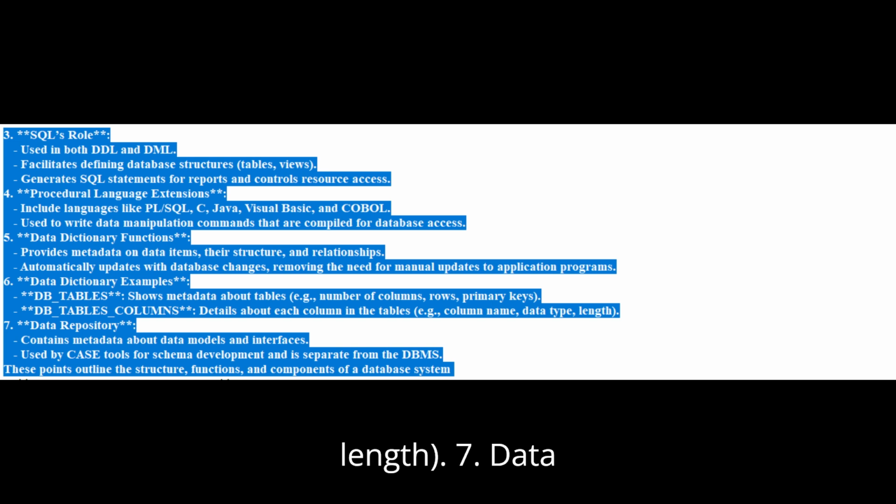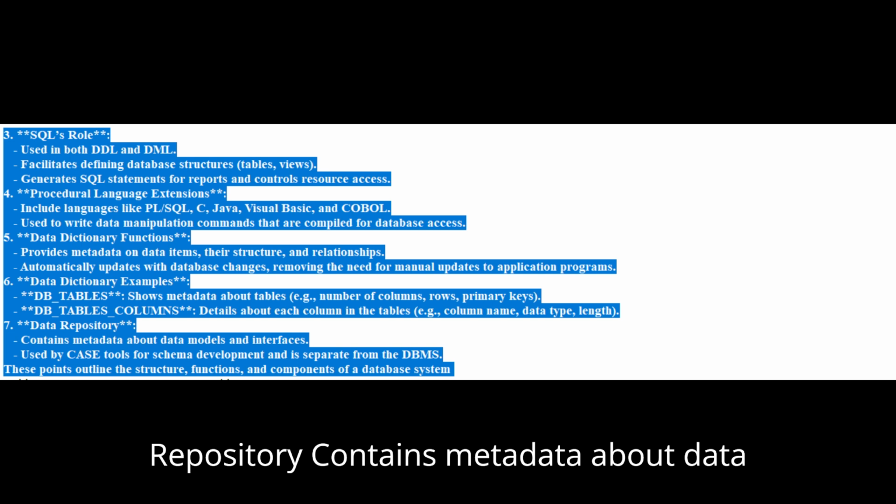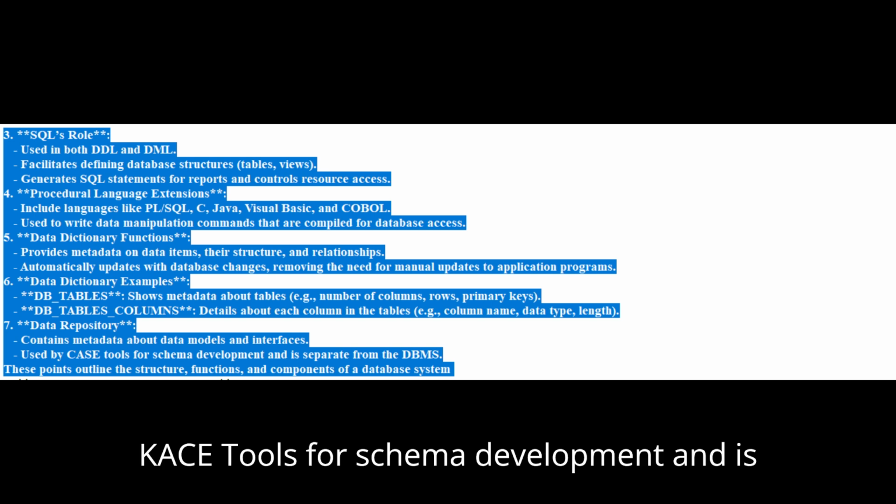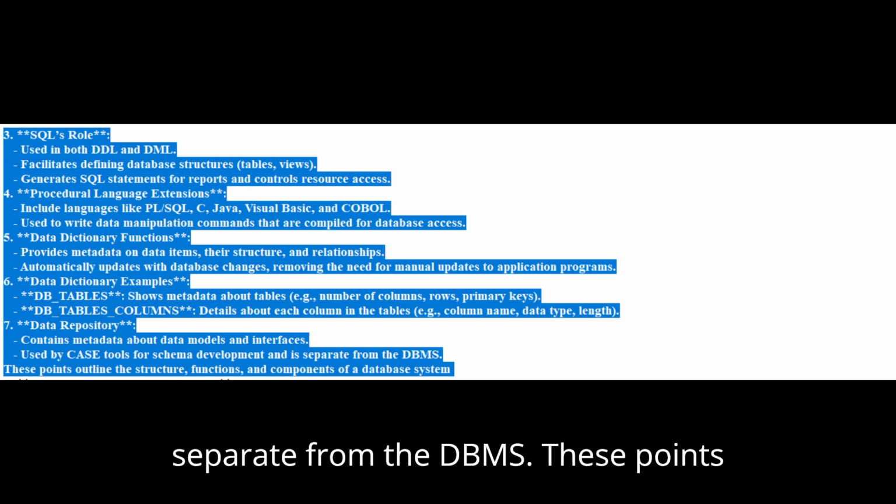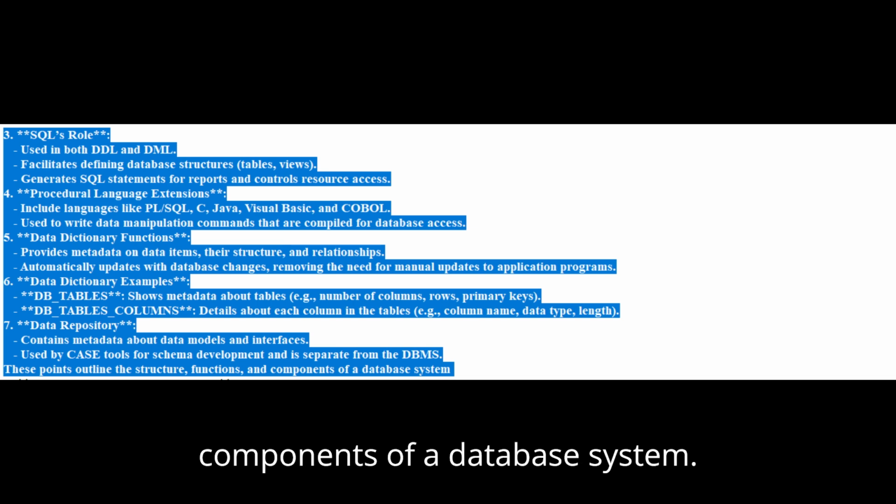7. Data repository. Contains metadata about data models and interfaces. Used by CASE tools for schema development and is separate from the DBMS. These points outline the structure, functions, and components of a database system.